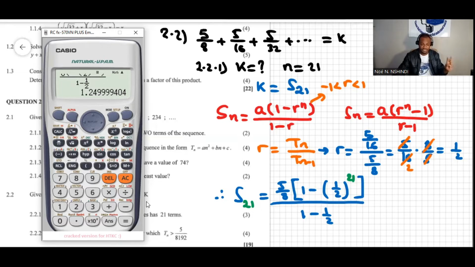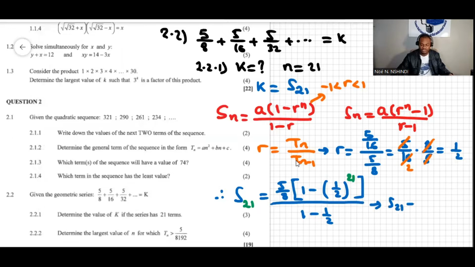Now we're going to round to the second decimal place. So because of that, we're going to look at the third decimal value. And because the third decimal value here is 9, it is more than 5, we're going to increase the previous term, the second decimal value, by 1 unit, so that makes 25. So S21 is just equal to 1.25. So therefore, k equal to 1.25. That's 2.2.1. Now we're going to do 2.2.2.